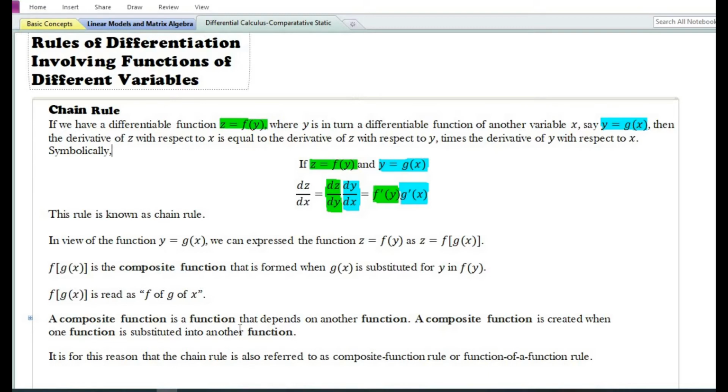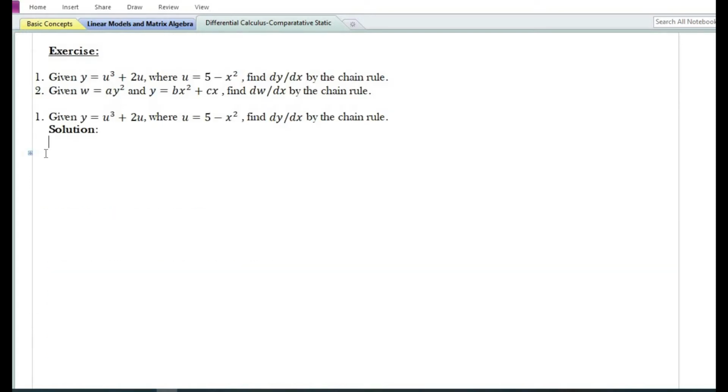A composite function is created when one function is substituted into another function. It is for this reason that the chain rule is also referred to as the composite function rule or function of a function rule. Let us do some problems on the chain rule.